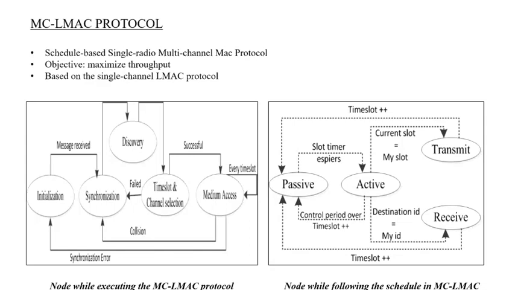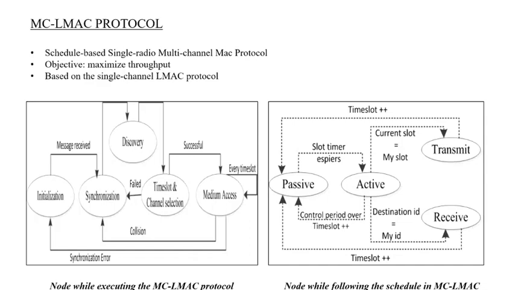In the time slot and channel selection state, a node keeps a bit vector for storing the information about the slots occupied by neighbors. A node performs an OR operation over each bit vector per channel and discovers the free slots on different channels. And at the last stage, the node stays in the medium access state that follows the schedule, according to the state diagram which a node follows while following the schedule in MC-LMAC.